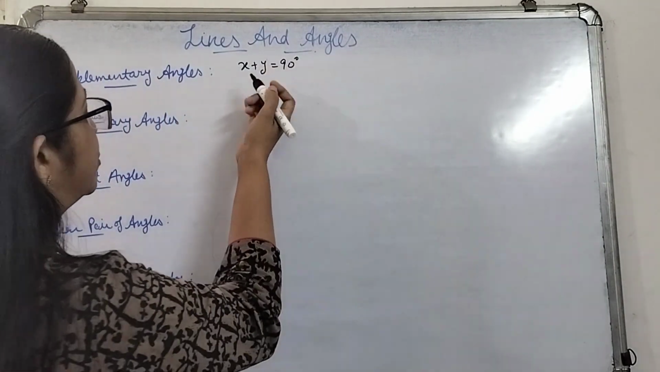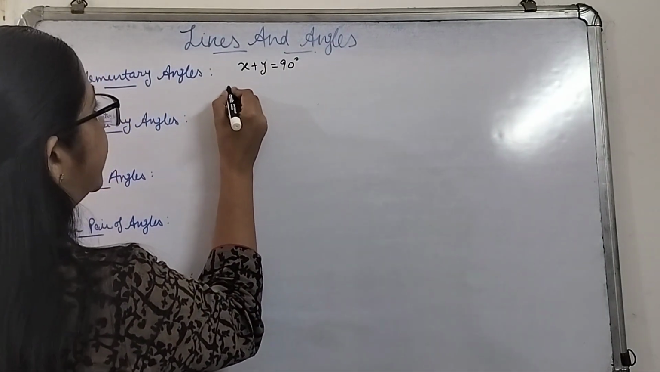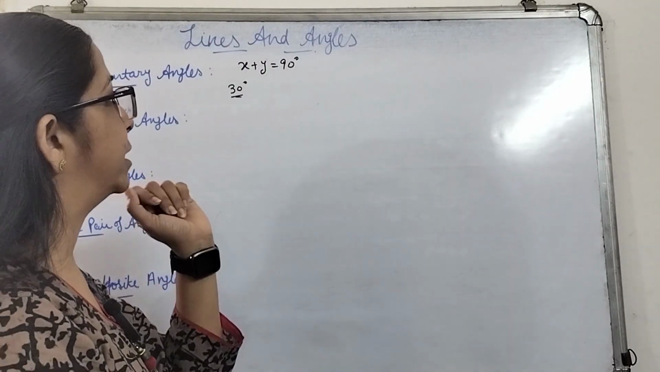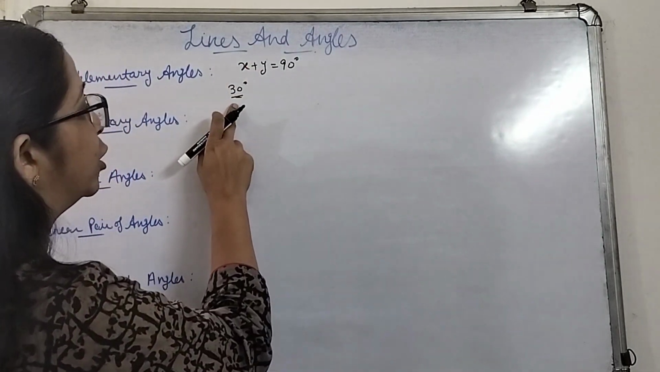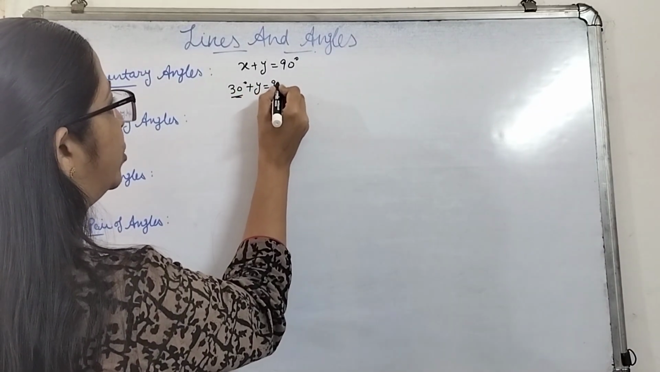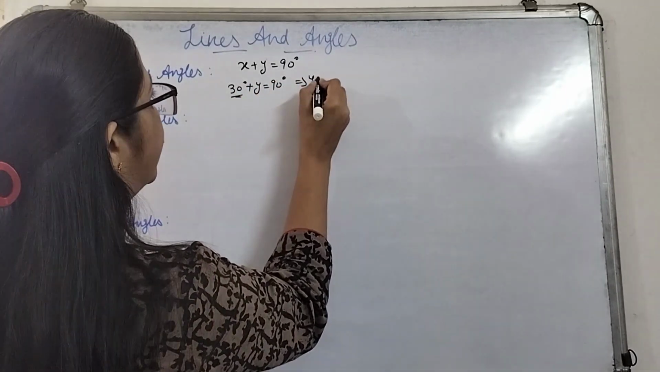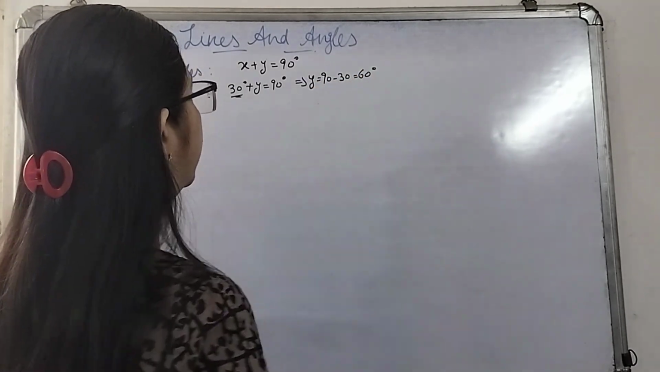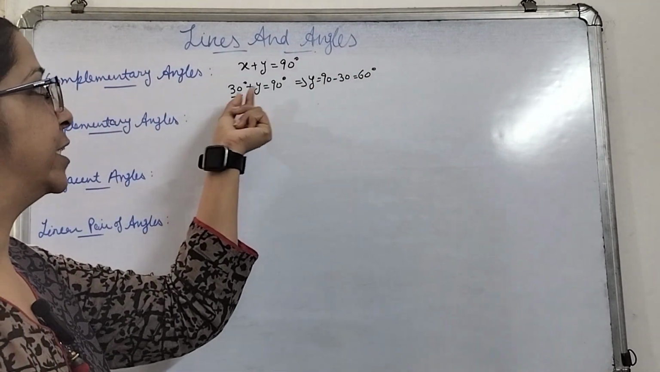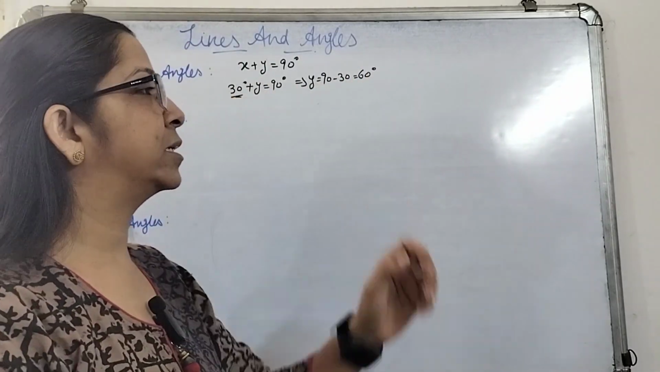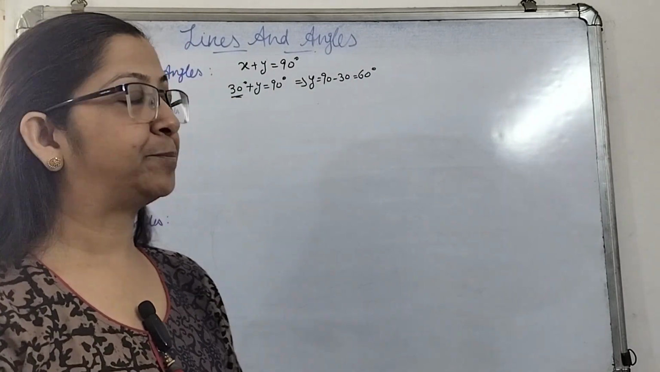As an example, suppose one of the angles is 30 degrees. What will be the complementary angle of this 30 degrees? If I take the value of x to be 30, I can write 30 plus y is equal to 90 degrees. So we can say y will be 90 minus 30, that is 60 degrees. That means the complementary angle of 30 degrees will be 60 degrees, because the sum of 30 and 60 is equal to 90 degrees.